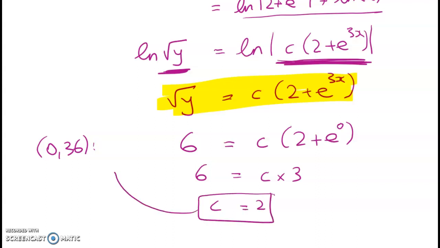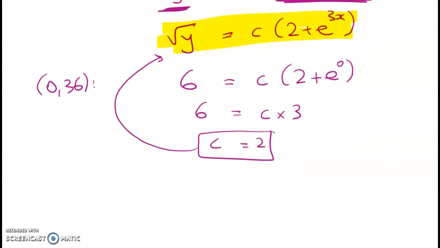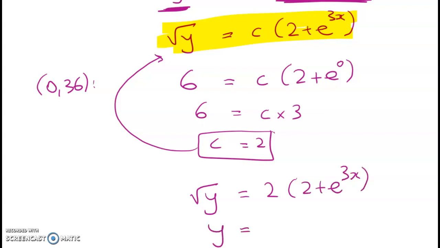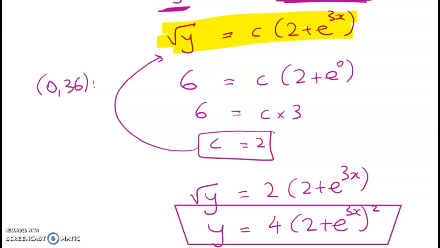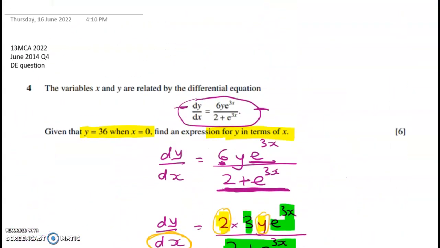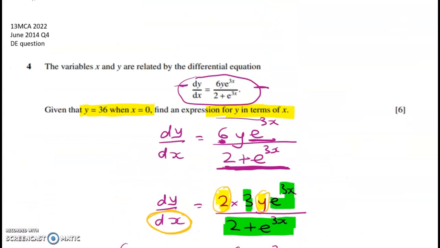Now, putting that back into here, we're just about getting an expression for y. So root y is equal to 2 times 2 plus e to the 3x. Squaring both sides gives me y is equal to 4 times 2 plus e to the 3x squared. And that's going to be my final answer for that question. Let's just check that we've answered what we needed to do. Yep, we had to give an expression for y in terms of x. So there you go, 6 marks.